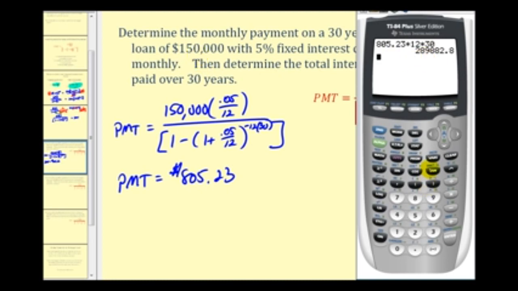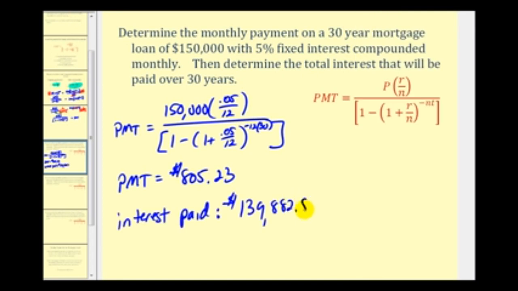So if we subtract $150,000 from this amount, the rest would be the amount of interest paid. So the total interest that we'll be paying over the 30 years is almost $140,000, or $139,882.80. So notice that we're paying almost as much interest as the total loan amount.